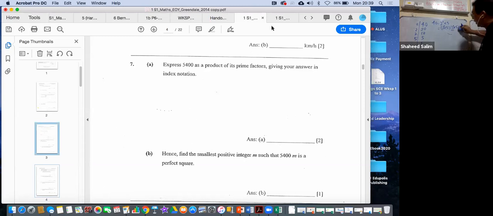Because originally, there's no to the power of 2. It's just like this only. What is missing here? 5 is missing here. And another 2 is missing here. So that's why we need to times this number by another 2 and 5. So this will become 2 to the power of 2 times 5. So we need to times by 10.